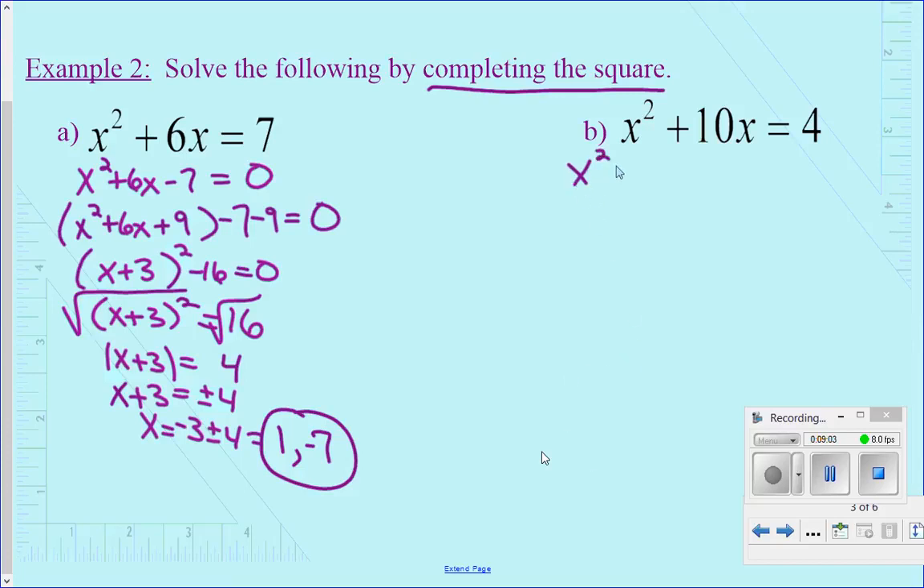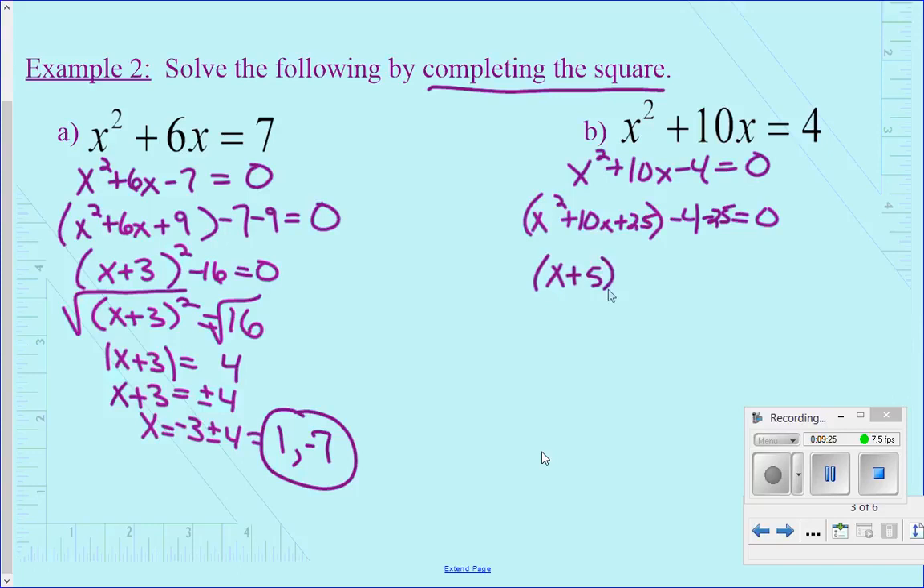We're going to subtract 4. So I'll group the x squared and the 10x, skip a little space, I have minus 4, skip a little space, equals 0. So half of 10 is 5, 5 squared is 25. I'm going to subtract the 25. So I have x plus 5, which is what I had before squaring. Negative 4 minus 25 is negative 29 equals 0. So now I'm ready to add 29 to each side.